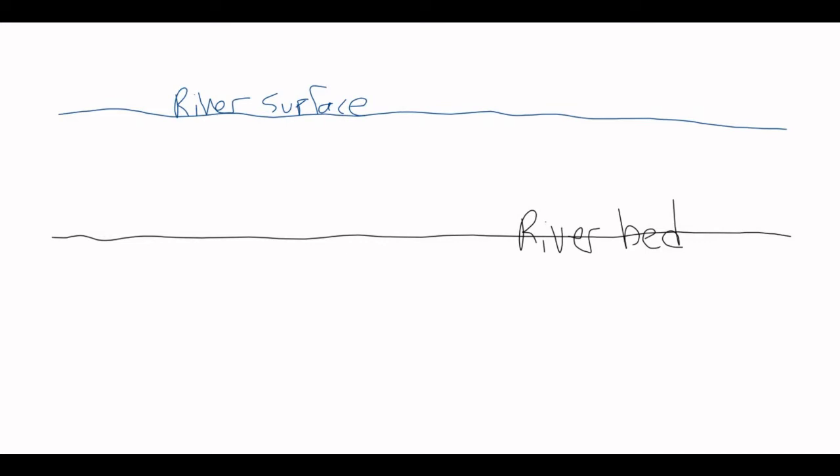All right, so here we have a river. It's flowing. We've got the riverbed down here. We've got the river surface up top. We've maybe got some fish of some kind swimming. Here's a little fish. He kind of looks angry. Probably looks angry because he doesn't have a lot of oxygen.